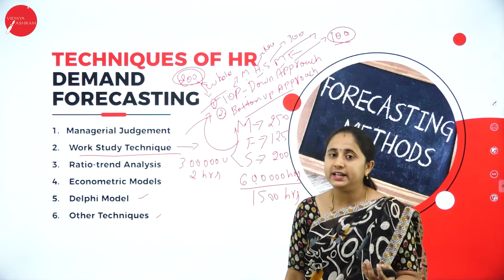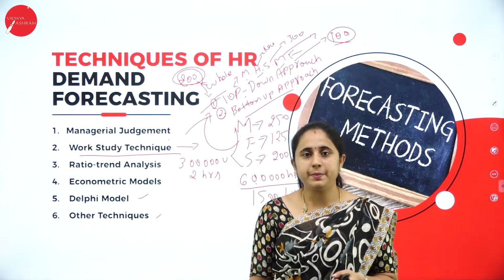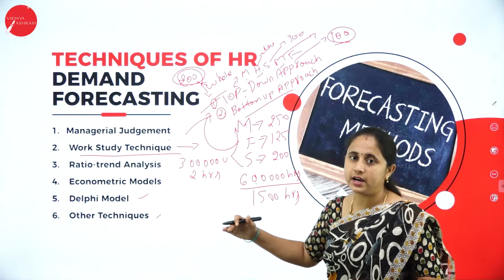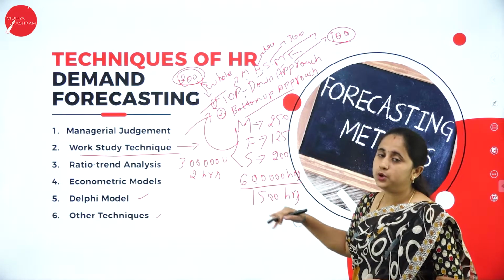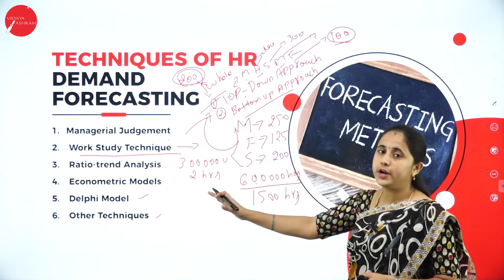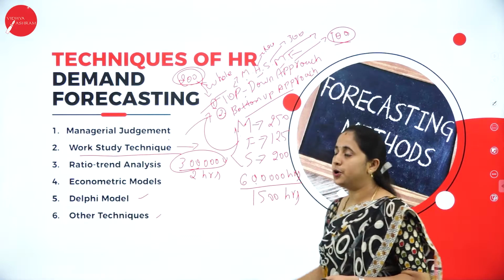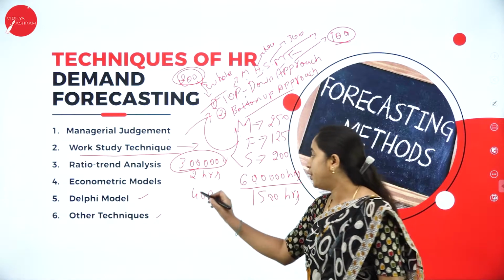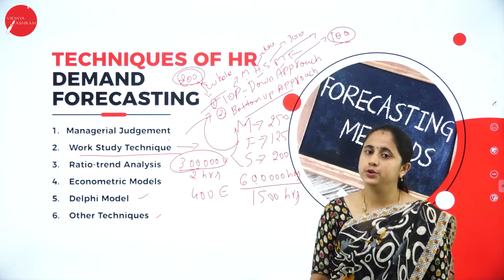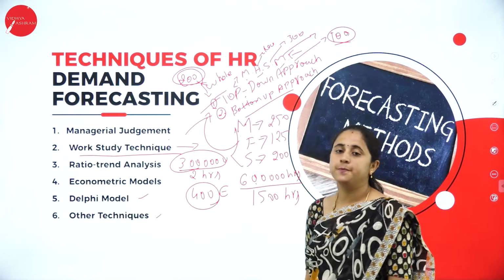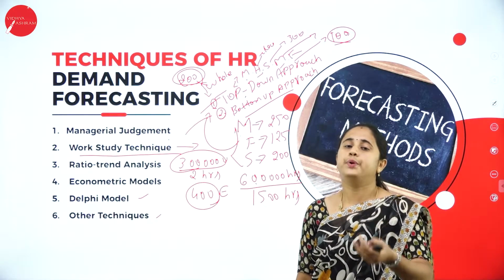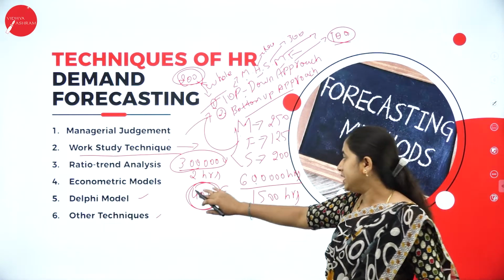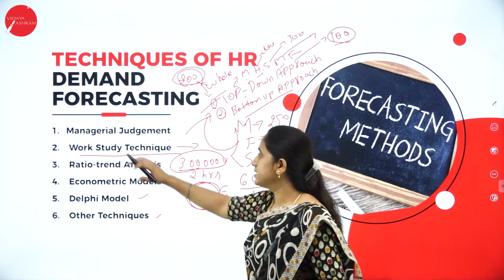Now we can calculate the number of employees required to perform a particular job. We require 6 lakh hours, and one employee can contribute up to 1,500 hours. So how many employees are required to produce these 3 lakh units? 6 lakh divided by 1,500, we get 400. So we require 400 employees to produce 3 lakh units. Now we take this number and analyze it to predict for the future. For the future project, we need 400 employees. So that is work study technique.